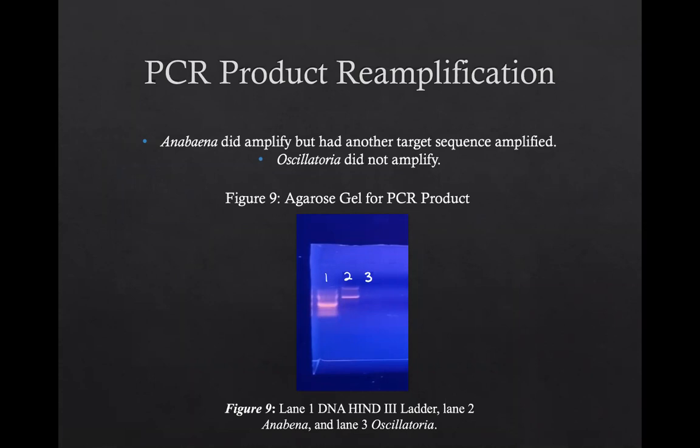For PCR product reamplification, Anabaena did not amplify, but had another target sequence amplified. Oscillatoria did not amplify. So here we have figure 9, the agarose gel for the PCR product. In figure 9, lane 1 has the DNA ladder, while lane 2 had Anabaena, and lane 3 had Oscillatoria.